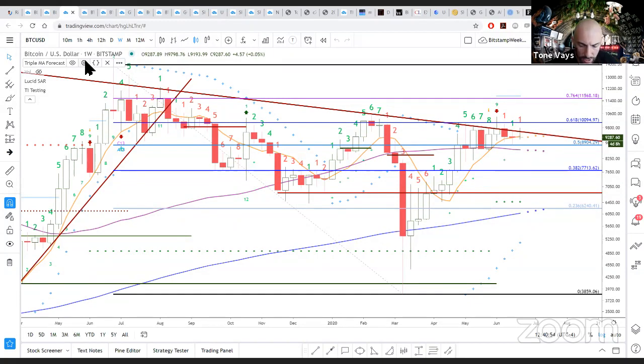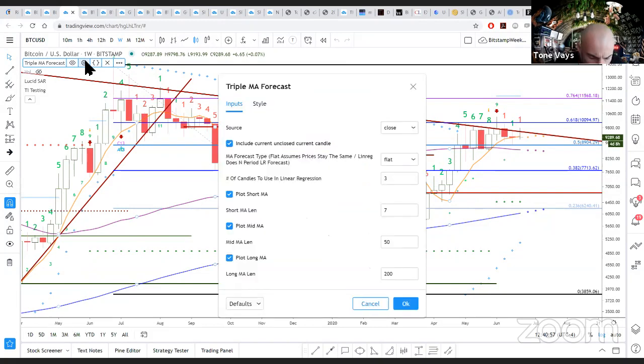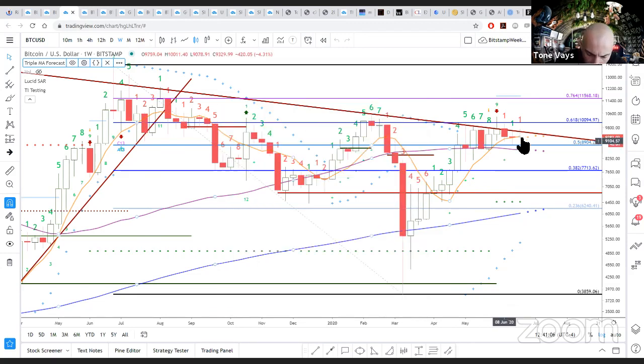It's been so long since I looked at charts. I don't remember what my moving averages are. The price is below the 7 period weekly moving average. So the 7 period isn't that critical, but this next one is a lot more critical. And let's see if it holds it.